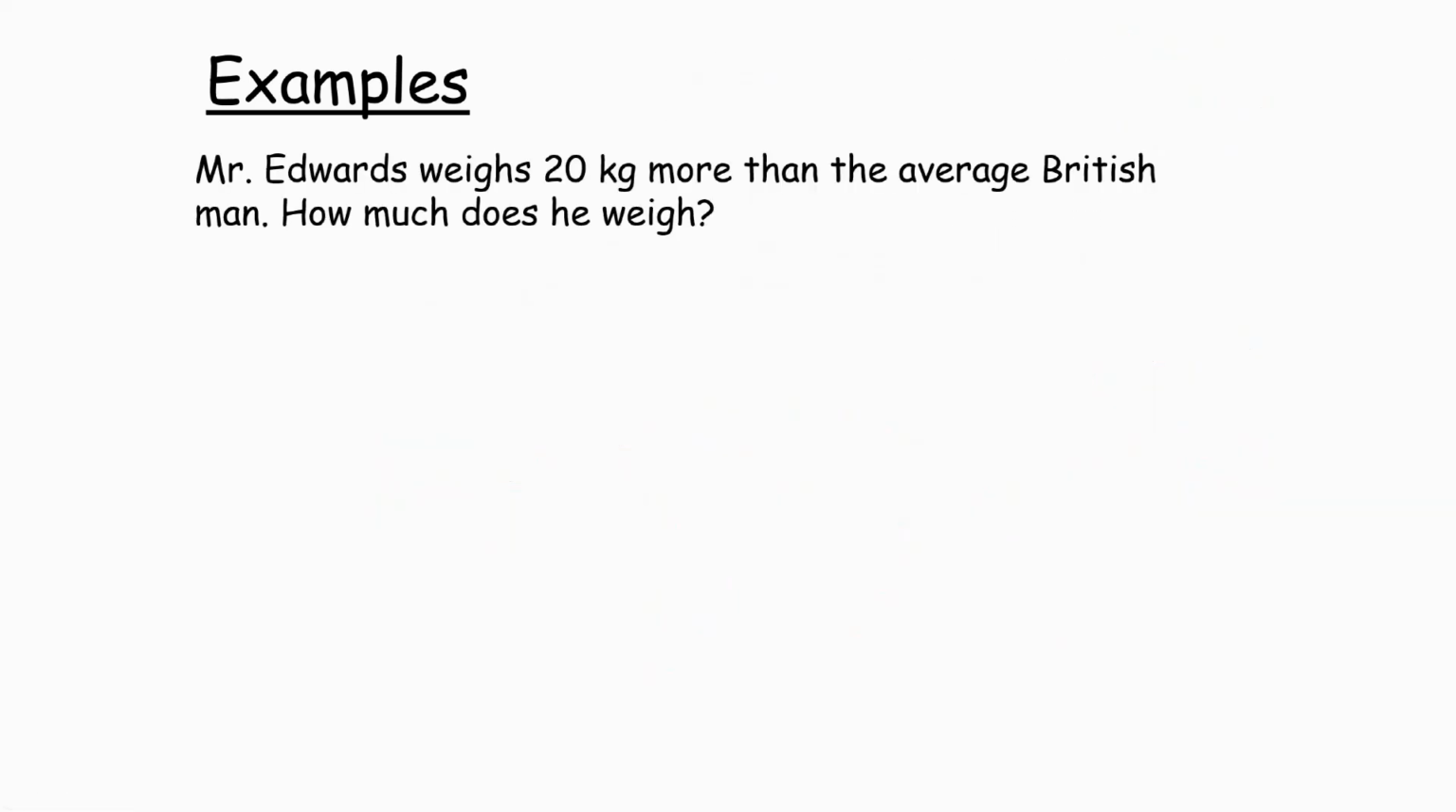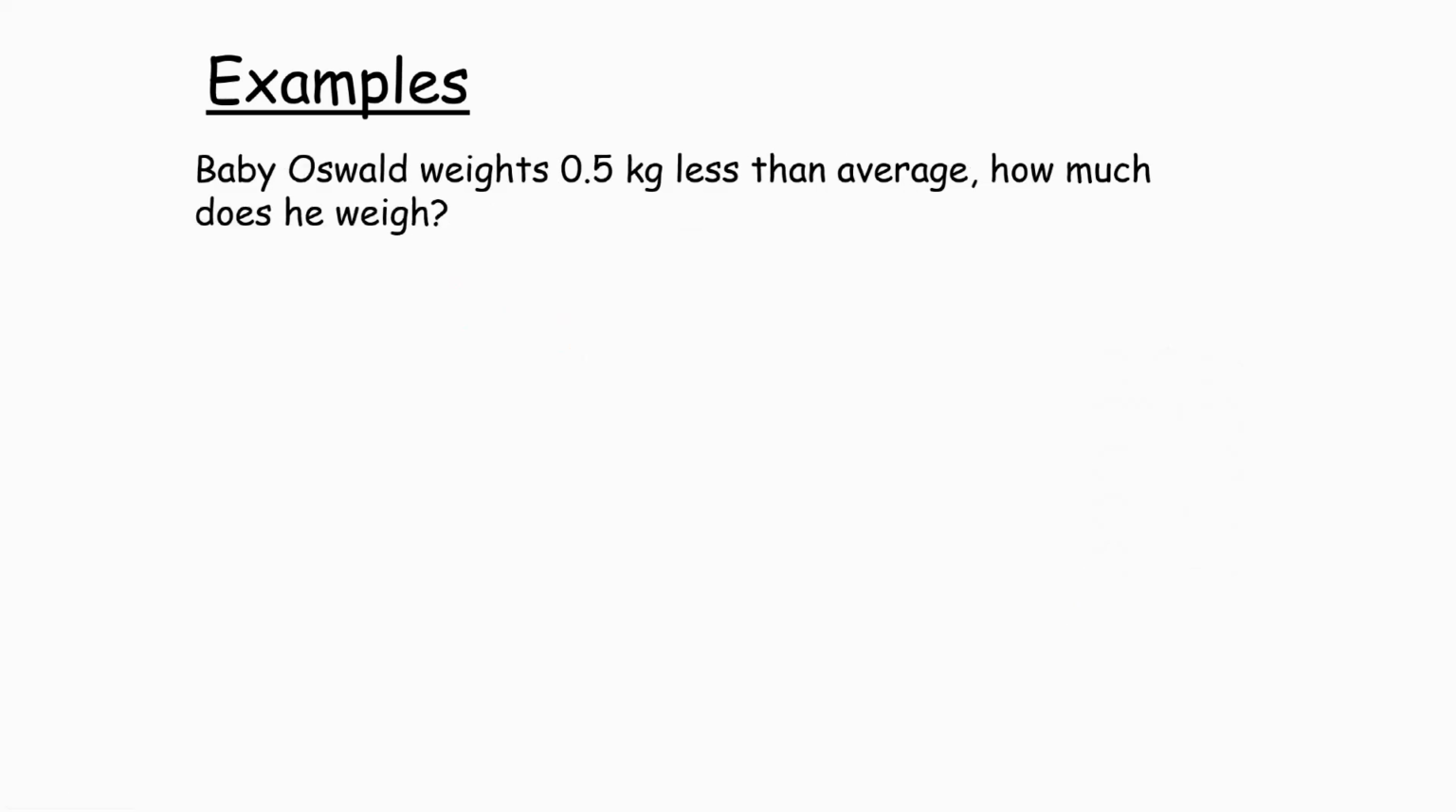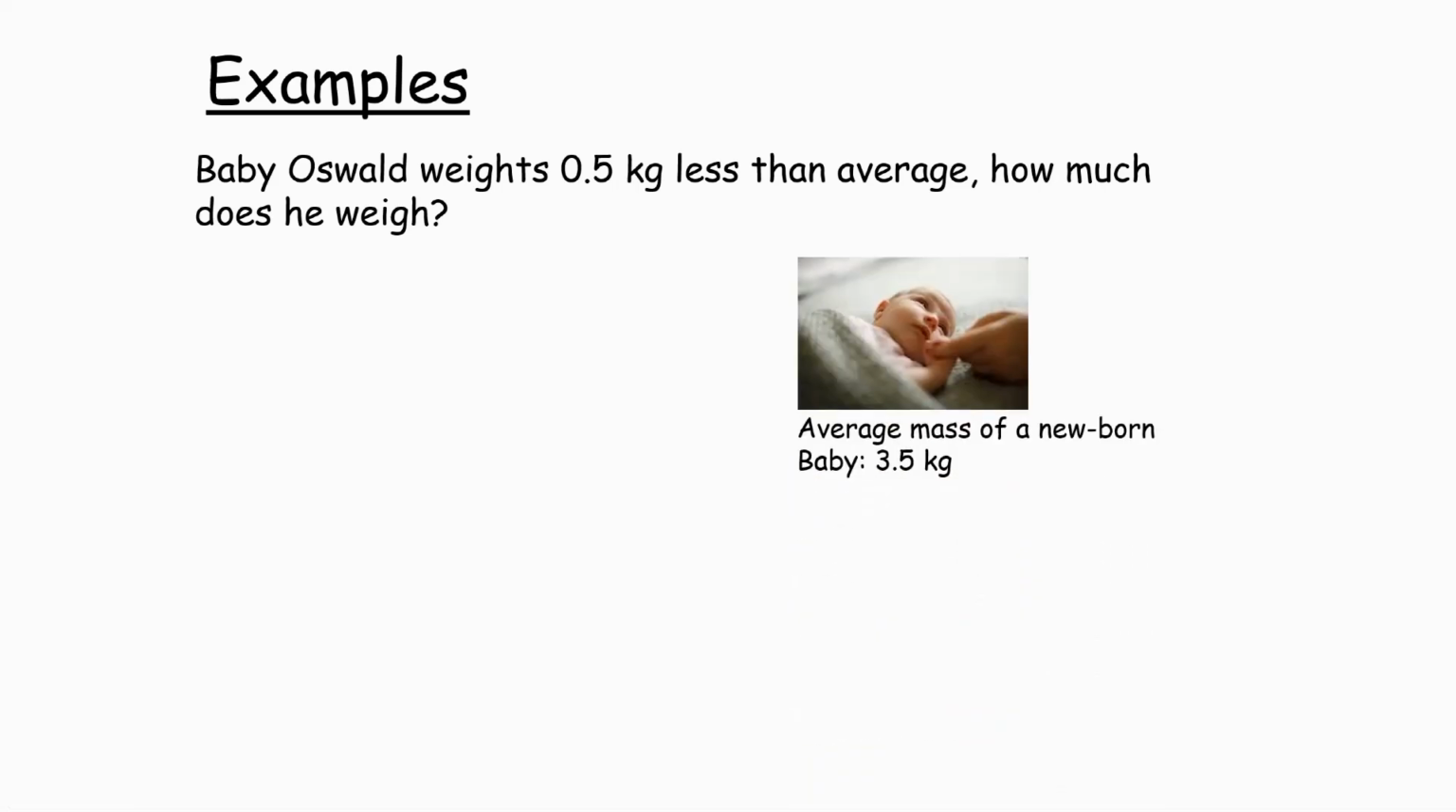Mr. Edwards weighs 20 kilograms more than the average British man. How much does he weigh? Well, the average British man is about 80 kilograms. So Mr. Edwards is 20 kilograms more, which is 100 kilograms. Baby Oswald weighs 0.5 kilograms less than average. How much does he weigh? Well, a newborn baby is typically about 3.5 kilograms. So if he weighs 0.5 kilograms less than that, he's going to be about 3 kilograms in weight. These are all estimates, but it's a good idea to get a picture of what these units mean.